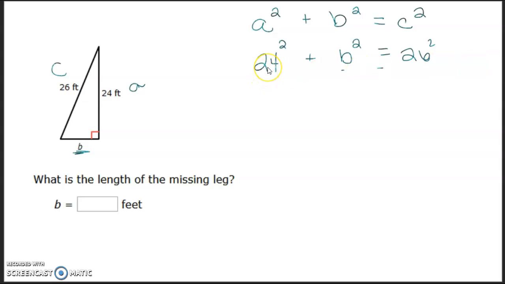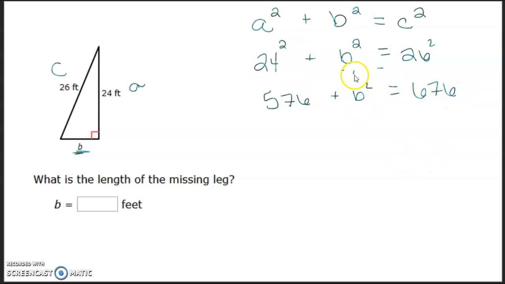All right, so let's do this. Let's do 24 times 24, which is 576, plus B squared equals, it's going to be a doozy, huh? 26 times 26 is 676.